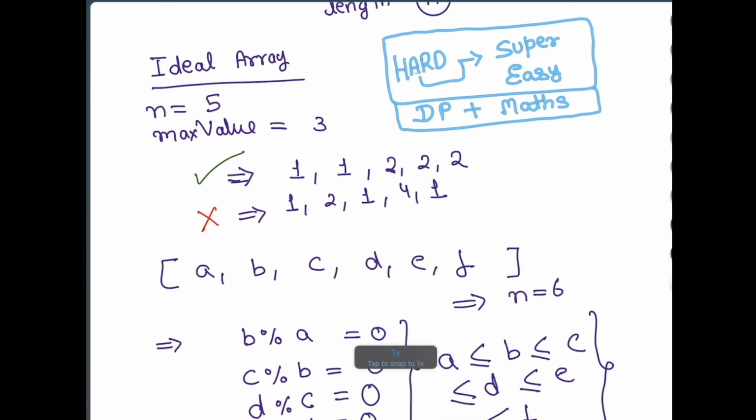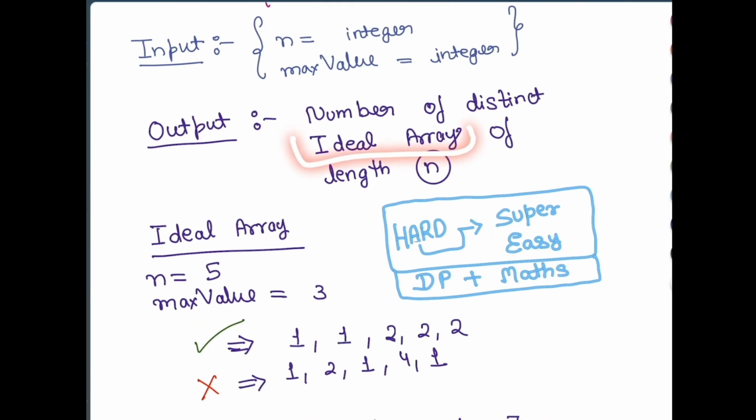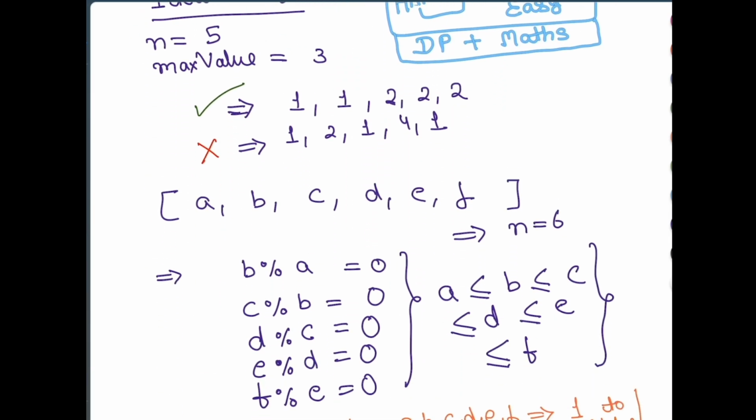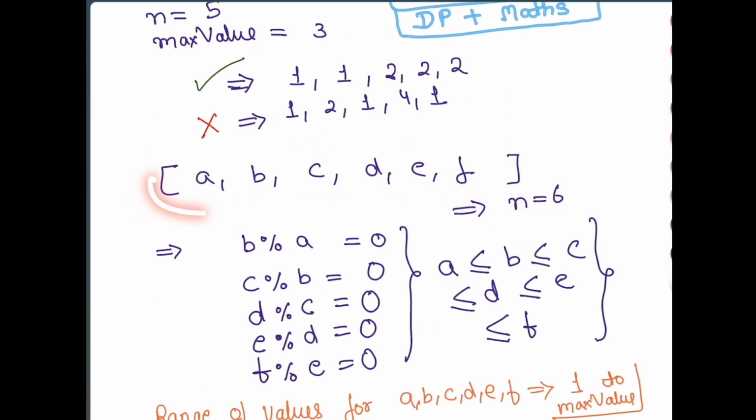Let me explain. Let us imagine a situation that the value of n is 6. Then we need to create ideal arrays of length n. So let us imagine that this array is ideal. It has 6 elements a, b, c, d, e, f. That's given here, right? That the ideal array of length n we need to create. And how can I say this is ideal? If each of the elements can be divided by its previous element.